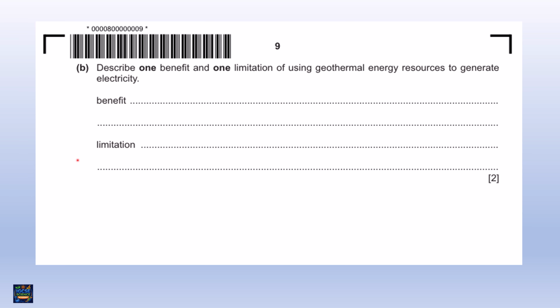Here is the second part, part B of question number 5. The question is describe one benefit and one limitation of using geothermal energy resources to generate electricity. You need to write one benefit and one limitation of the geothermal energy resources to generate the electricity. This question also carries 2 marks.